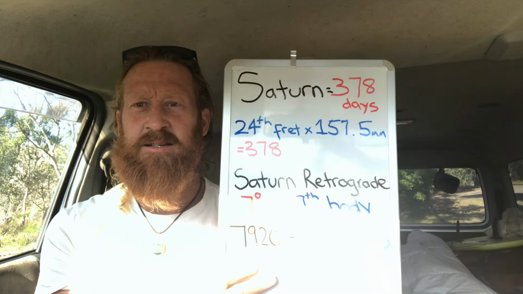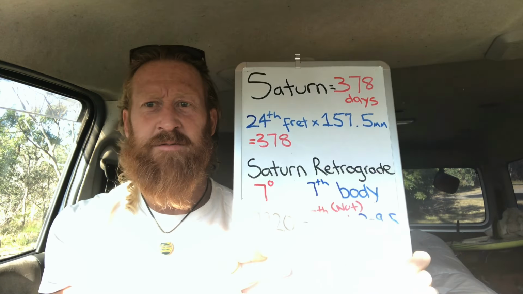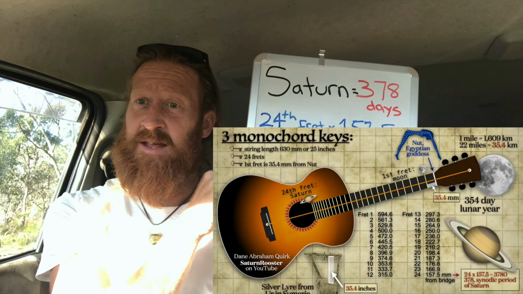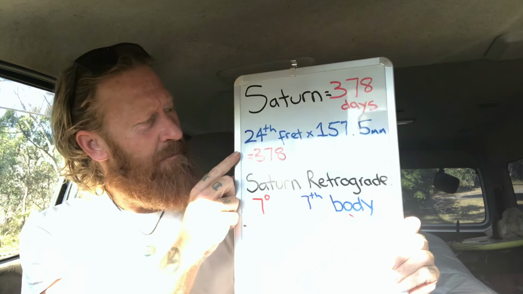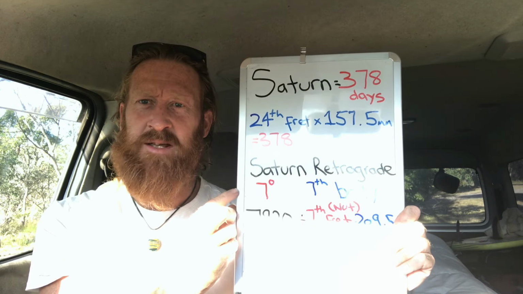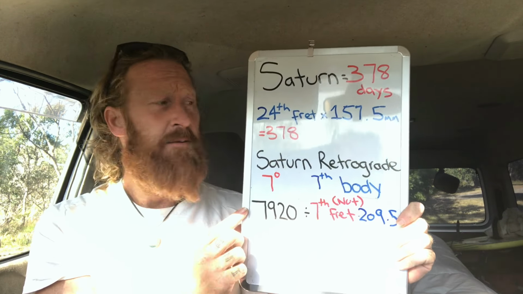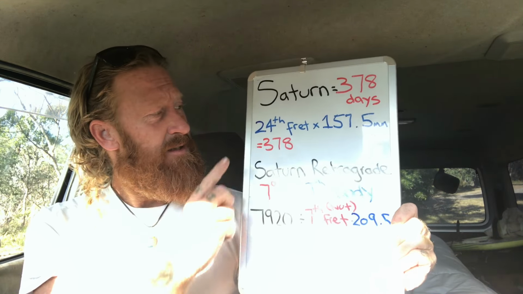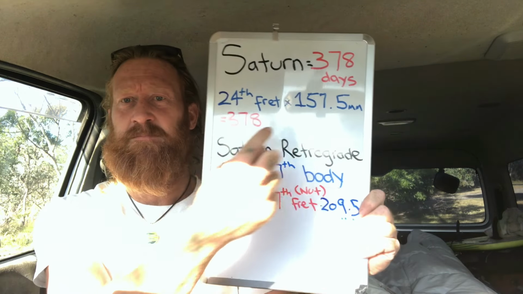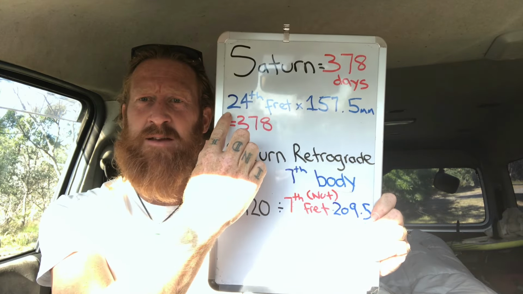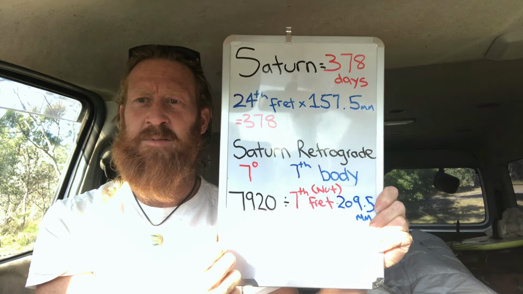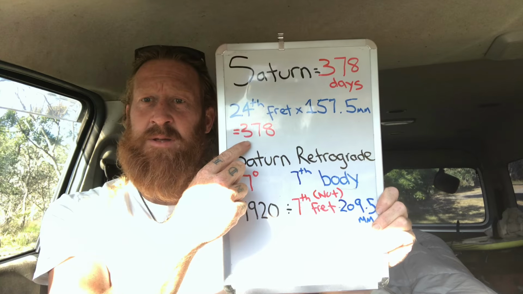So I was pondering Saturn, and we know about Saturn's 378-day synodic period. If you've seen the other videos about Saturn and the 24th fret in that table, we'll get to a new video on all of the frets and how it works with the cosmic synodic periods and orbital periods and all sorts of amazing things. When we take the 24th fret, 157 millimeters from the bridge, and multiply the 24th fret by the 157.5 millimeters where it sits, we get Saturn's synodic period.